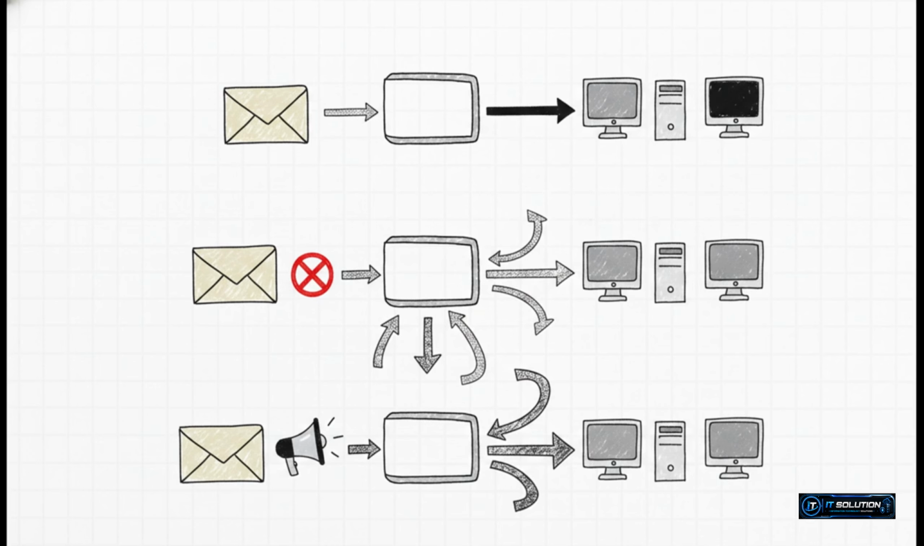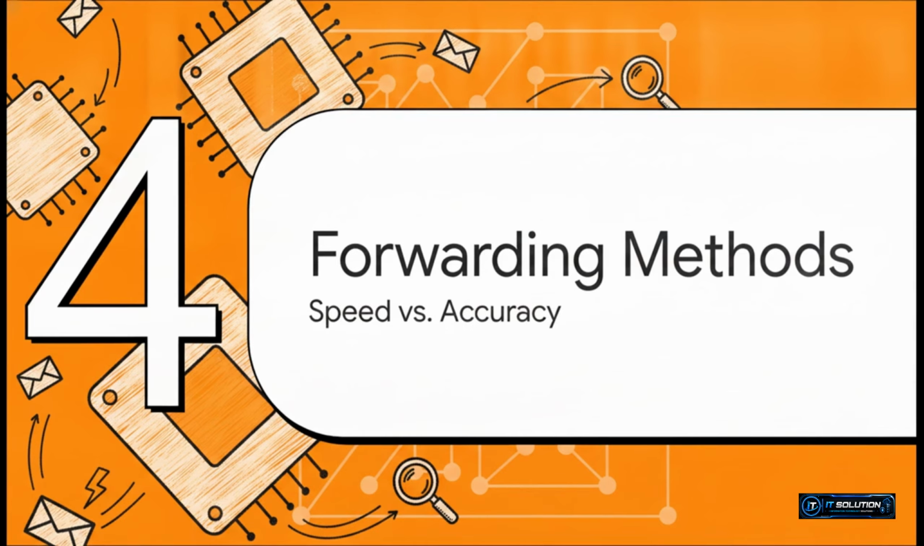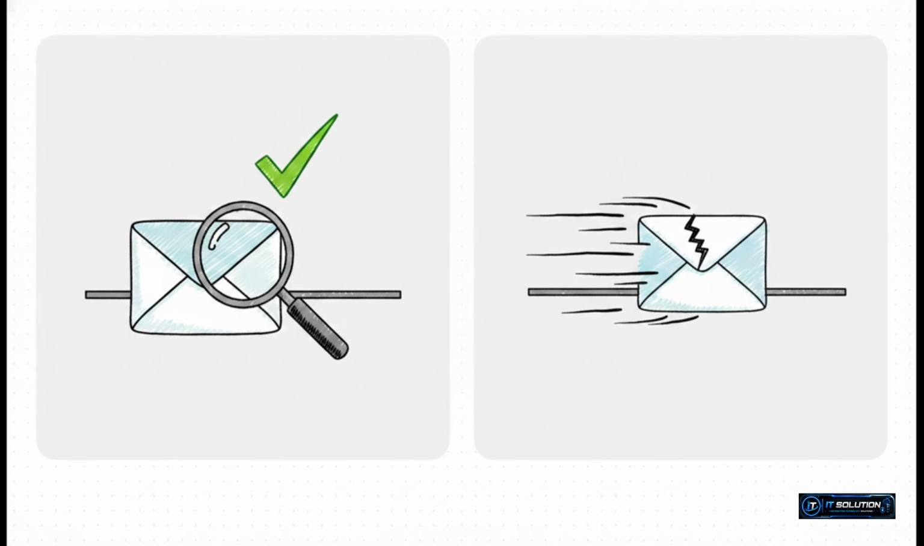This ensures the data gets exactly where it needs to go without accidentally sending it backward into a massive loop. Let's jump to Section 4, switch forwarding methods, where we look at speed versus accuracy. All of this logic builds directly into the hardware choices, happening instantly inside those ASICs we mentioned earlier.